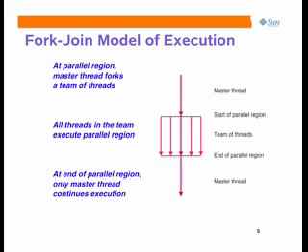So as you can see here, the fork-join model. When you come to a parallel region, the initial master thread will spawn a team of other threads, and the master will be one of the threads in the team. All the threads will execute the parallel region. At the end of the parallel region, there's a barrier, and only the master thread will continue.